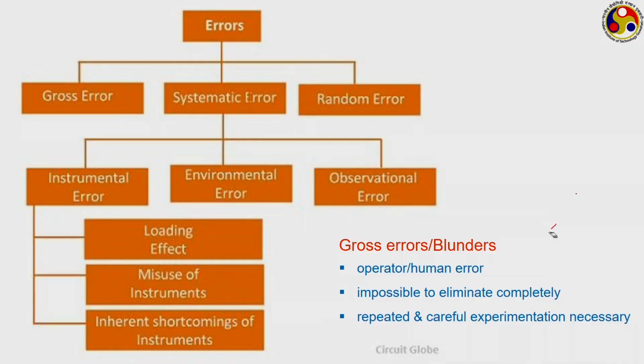Next is the systematic error, which is the most common type of error that can be present. Systematic error again can be of three types: instrumental, environmental and observational.